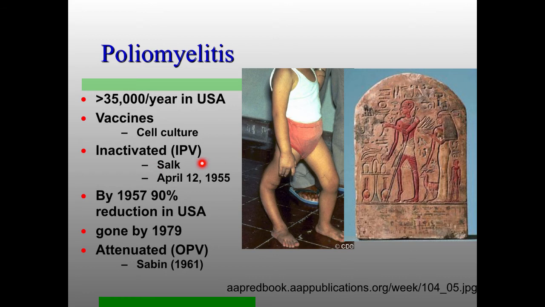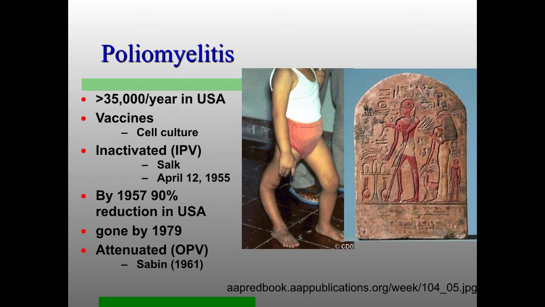It's a lot of normal polio, which then gets inactivated, and that inactivated virus is used in the polio shot, which then got rid of most of polio in the U.S. and most of the developed world. The oral polio vaccine is one of these attenuated vaccines.